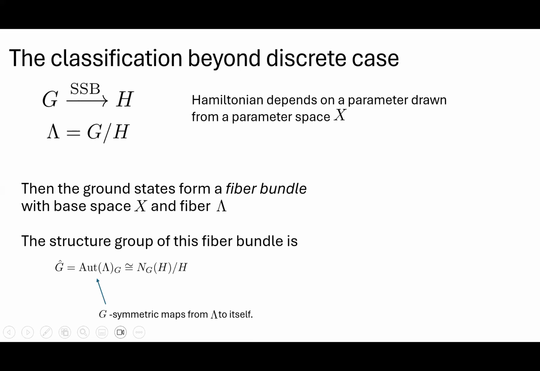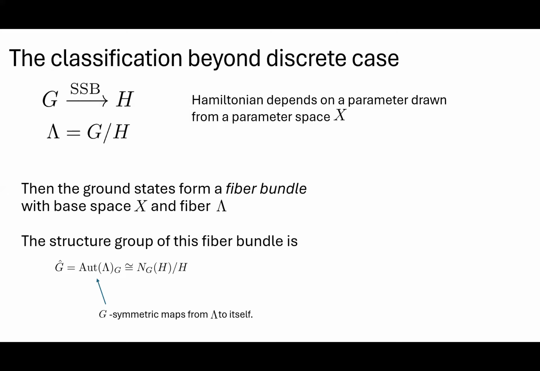Whenever you talk about fiber bundles, you should ask what the structure group is. That's the thing that the transition functions live in. And it's similar to what I said in the discrete case. For a general fiber bundle, the structure group could be a general homeomorphism of the fiber, but you have to impose this G symmetry condition. So instead, we take only the space of G-symmetric maps from lambda to itself, which I call G hat. And again, it can be written in terms of this normalizer thing.